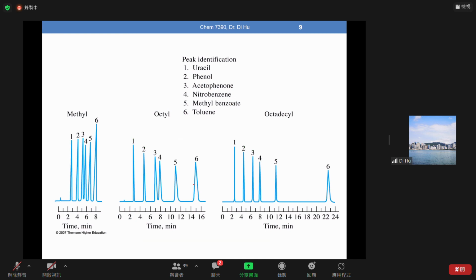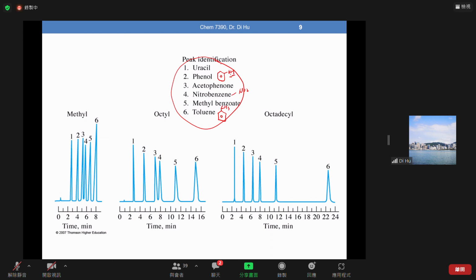Okay, this figure shows the influence of different coatings on the retention factor. Here is a series of compounds: phenol, which has an OH here, right? Nitrobenzene, which has an NO2 group here. And here's the toluene, which is the least polar one. That's why toluene comes out last.